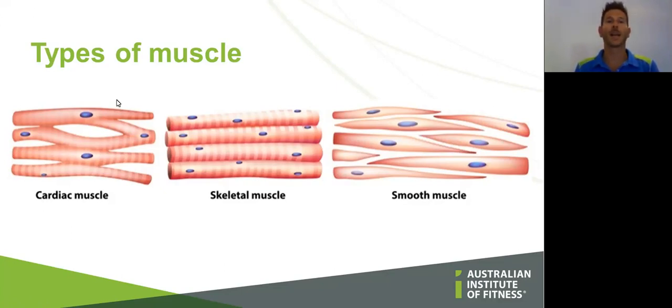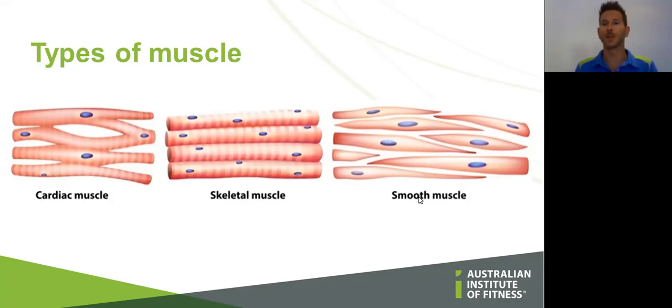We also have cardiac muscle. This can be found in our hearts. It has a built-in rhythm, and it's also involuntary, so this means that we can't consciously control this one. It's very fatigue resistant as well, which is very important because you don't want your heart to fatigue.